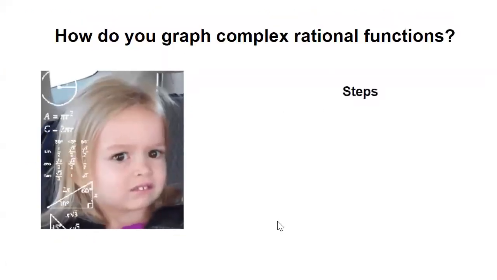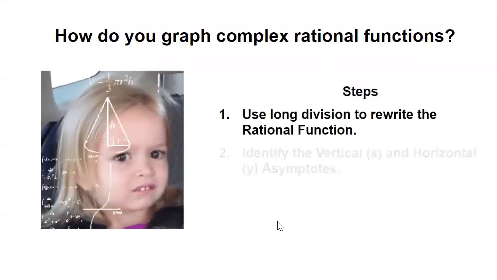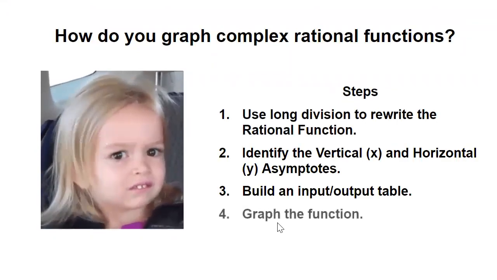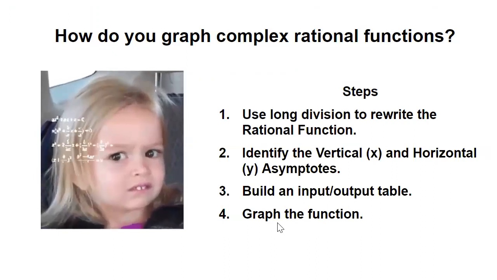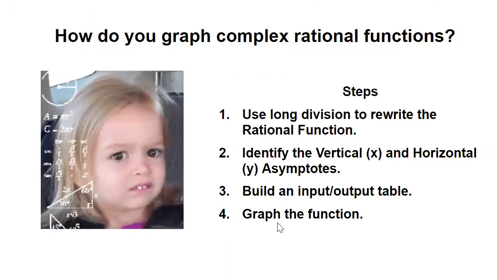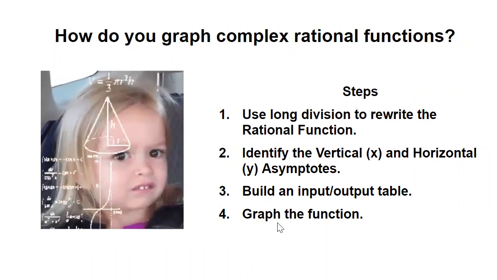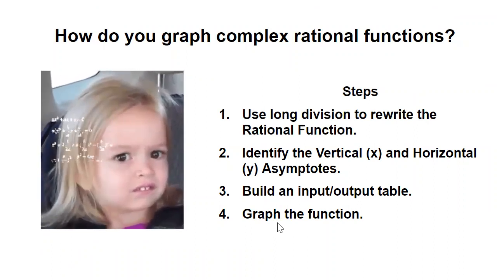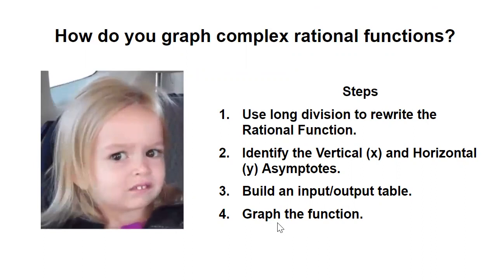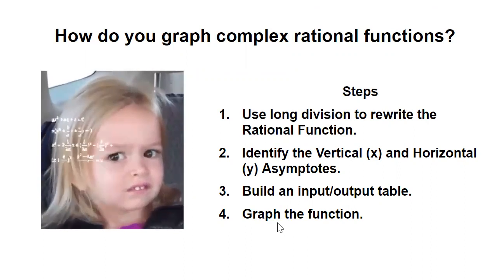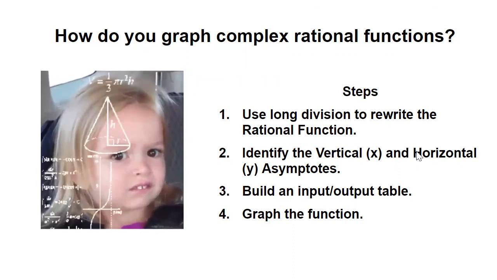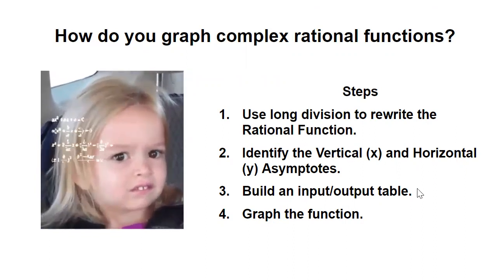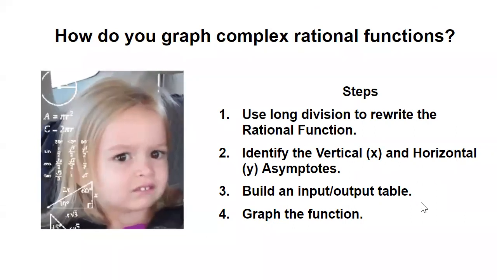We have our steps. You guys remember the steps? We already have these down. I'm just going to repeat them very quickly. Number one, use long division to rewrite the rational function, if needed, okay? That's when your numerator has a higher power than your denominator. The second step is to identify our asymptotes, whether vertical or horizontal. We're going to see slants not today, but next time.